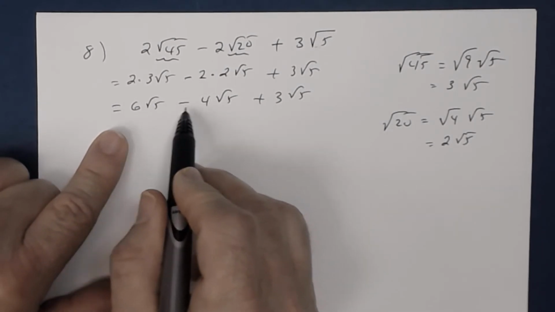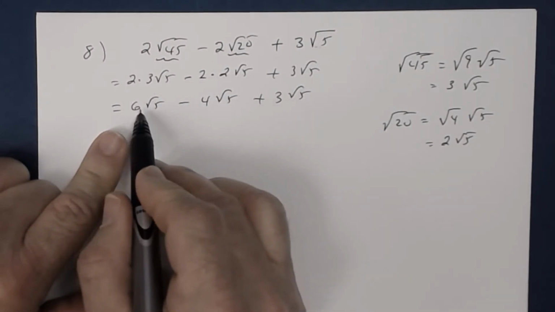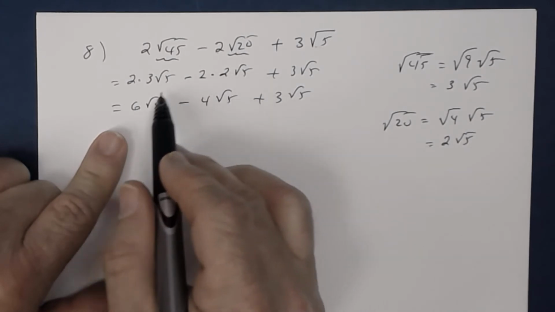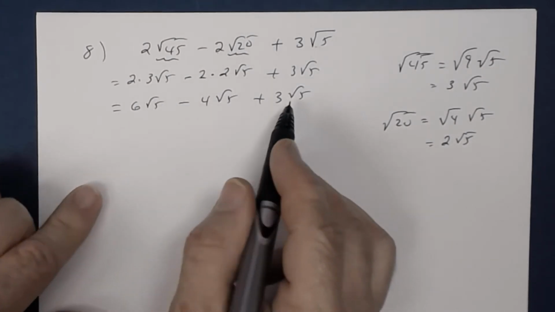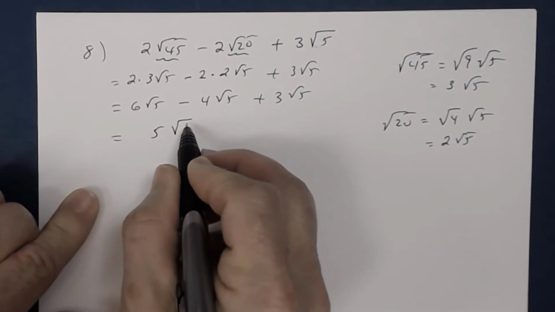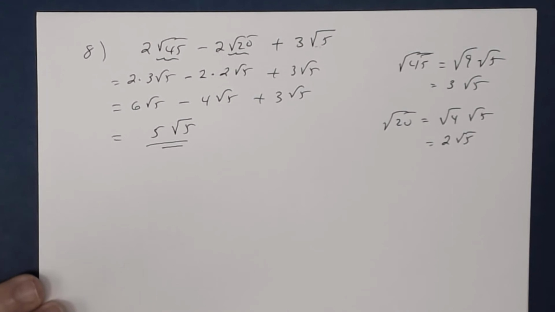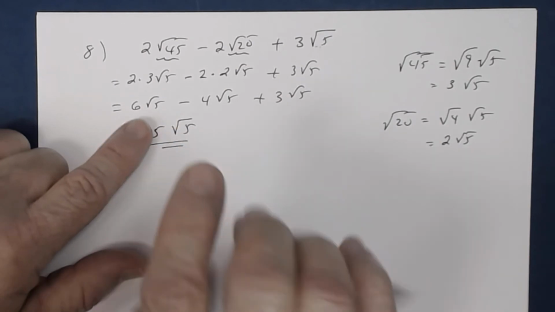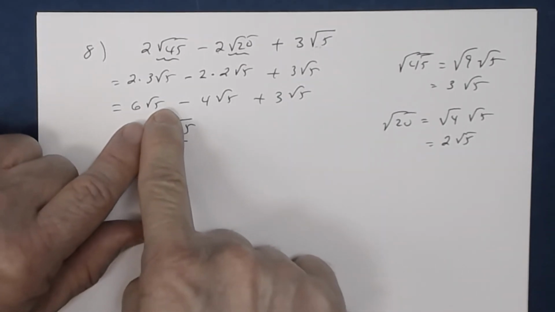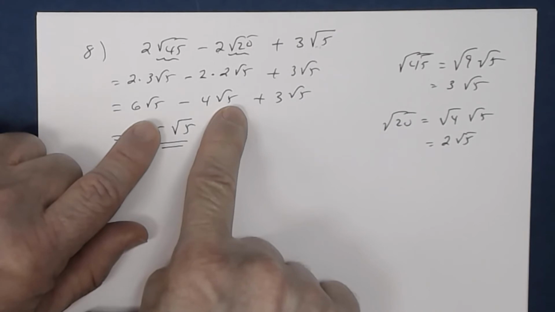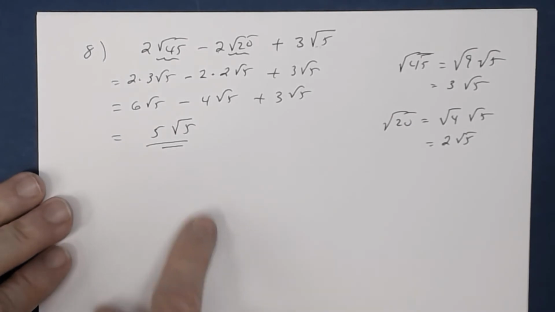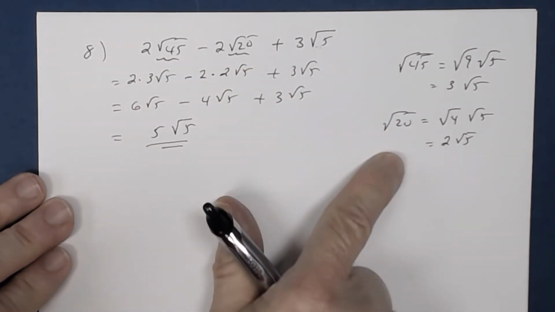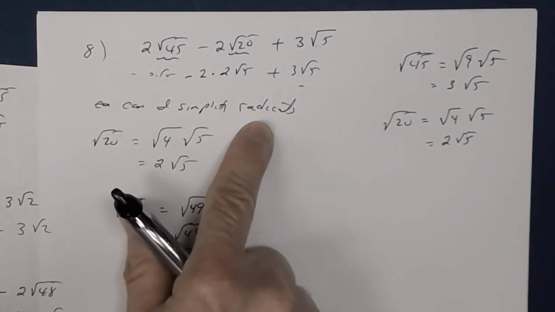So let's think about this. What's 6 subtract 4? So y'all agree that this is going to be 2 square root of 5s? And what's 2 plus 3 square root of 5? 5 square root of 5. So that's 5 square root of 5. Okay? All right, so notice you have to simplify all the way until the only perfect square that goes into 5 is 1. You got to go further. See, this was not simplified. So the first thing you got to do is make sure you simplify your radicals.